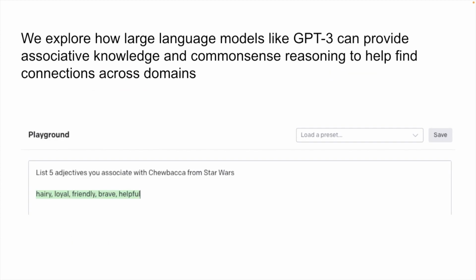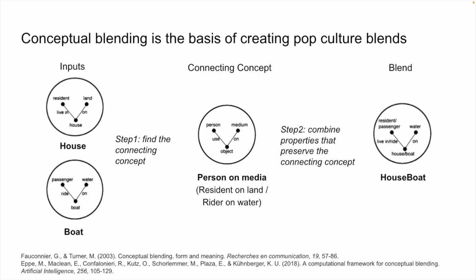In this paper, we explore how large language models like GPT-3 can provide associative knowledge and common sense reasoning to help find connections across domains. For example, GPT-3 can be prompted for associations by asking, "List 5 adjectives you associate with Chewbacca from Star Wars," and GPT-3 will respond, "Hairy, loyal, friendly, brave, and helpful."